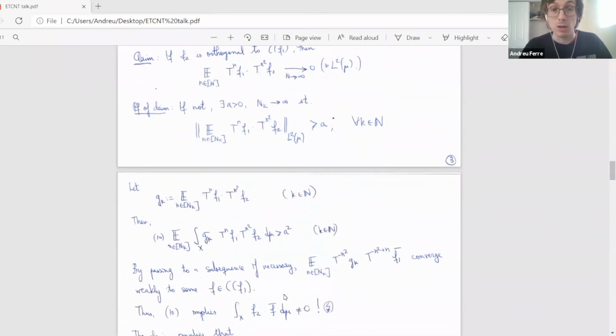Now, I can assume by passing to a subsequence if necessary that these averages converge. Okay, so I'm canceling the Tn squared here, right? And I get T minus n squared GK, T minus n squared plus n F1, right? And then the F2 is all by itself. It's not being averaged, not being acted on by T, nothing.